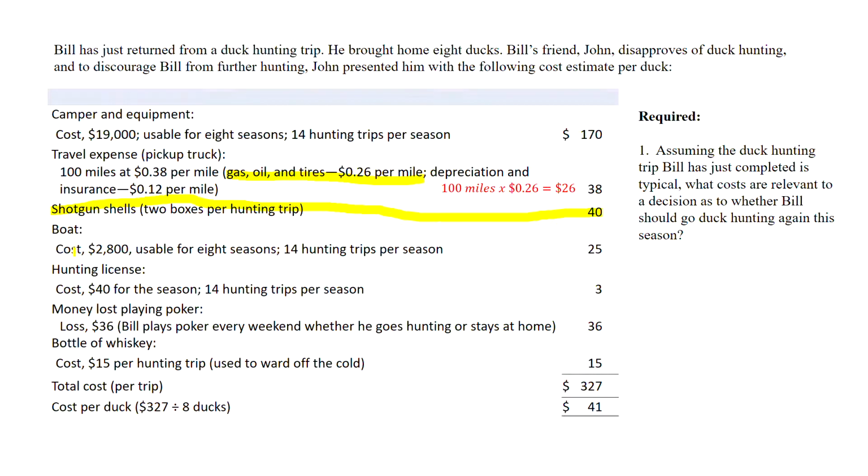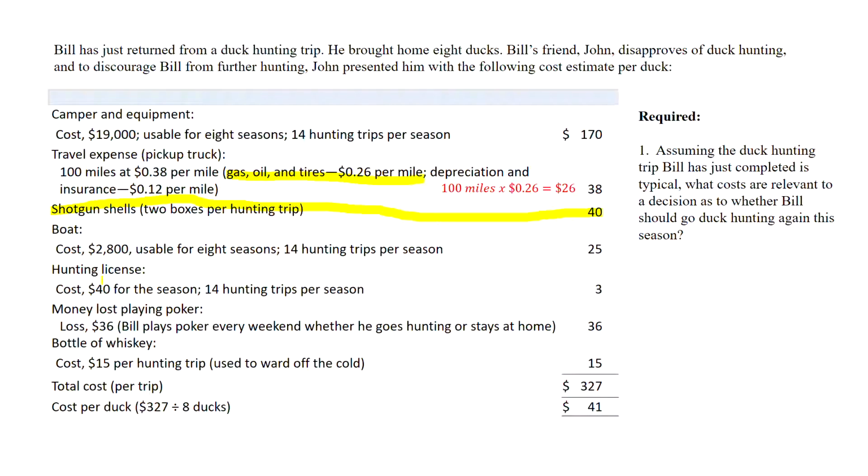Bill's boat originally cost him $2,800, usable for 8 seasons, 14 hunting trips per season. This is pretty much the same scenario as the camper that we looked at, the boat. This is actually going to be considered a sunk cost because no matter whether or not Bill makes another trip, an additional trip that season, he's still going to have that boat. He already paid for it.